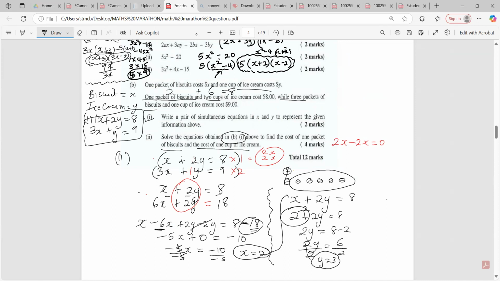Alright, they say 3 packets of biscuit. We know biscuit is 2, so that's going to be 3 times 2, 6. And 1 cup of ice cream, we get ice cream to be 3. So you add the 3, you get the 9. So please ensure you check it in the exam. You don't want to leave anything to chance.